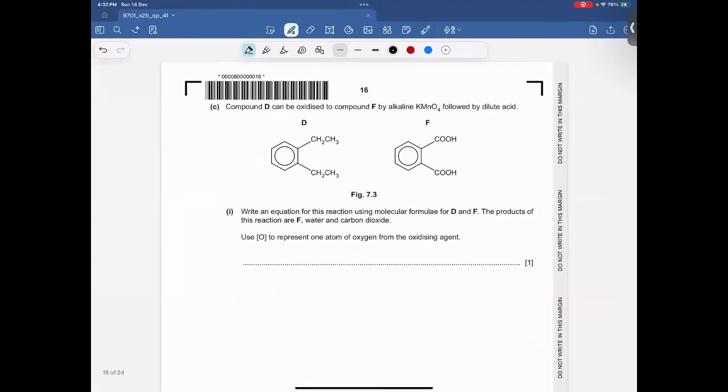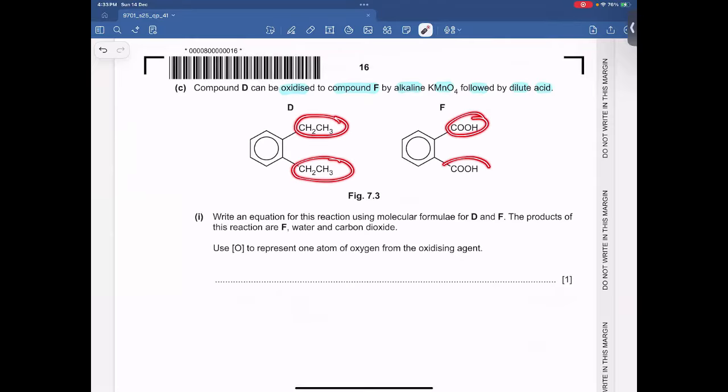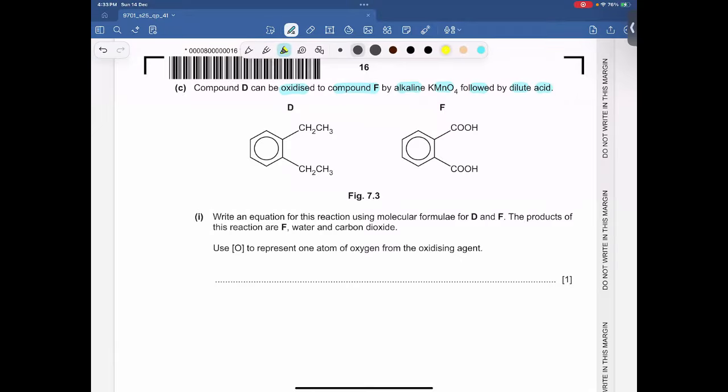Next part of the structure. Compound D can be oxidized to compound F by alkaline KMnO4 followed by dilute acid. So technically, hydrocarbon will turn to COOH, and for that we need a strong oxidizing agent, that is KMnO4. Write an equation for the reaction using molecular formula for D and F. The products of this reaction are F, water, and carbon dioxide. Use O to represent oxygen atom for oxidizing agent.